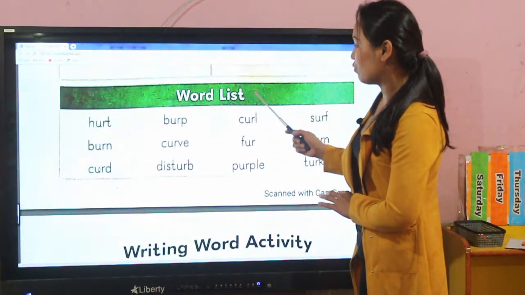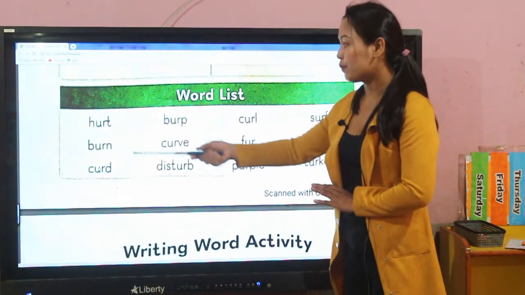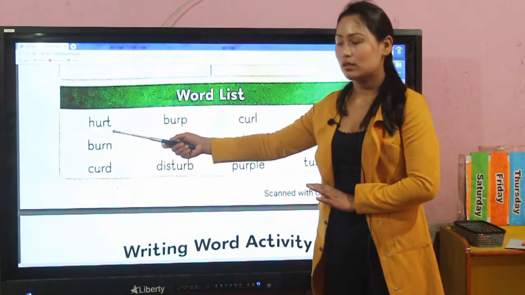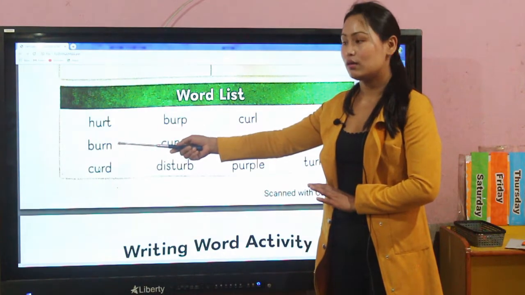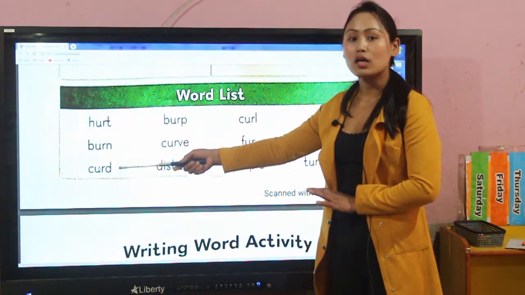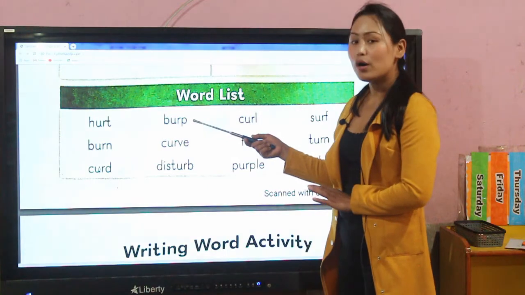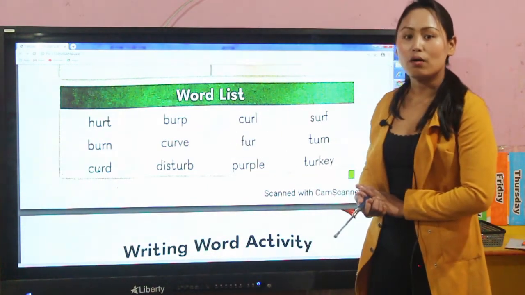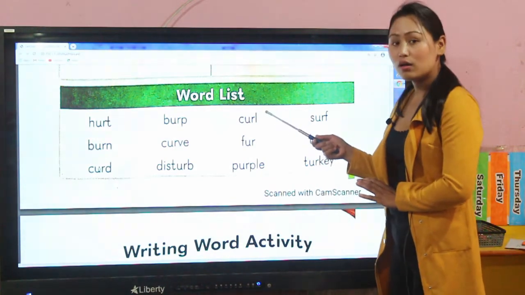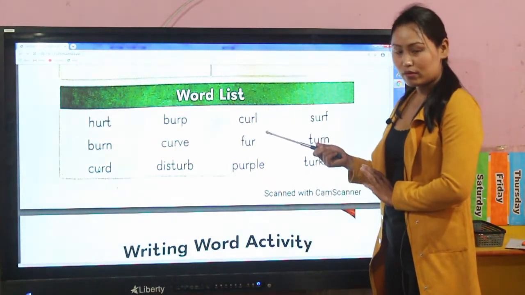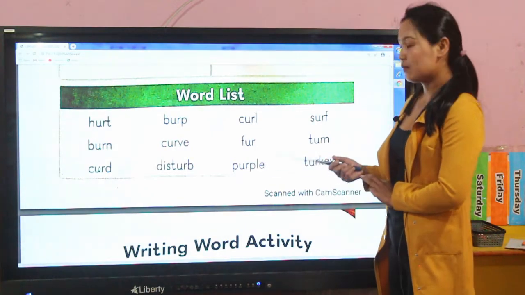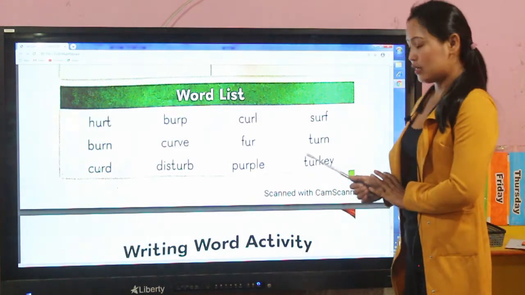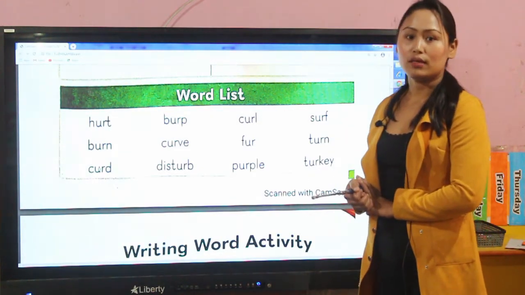Similarly, have a look at some word list of UR. Hurt, H-U-R-T, hurt. Burn. Burn. Curd. Burp. Curb. Disturb. Curl. Pure. Purple. Surf. Turn. And the last one, turkey.